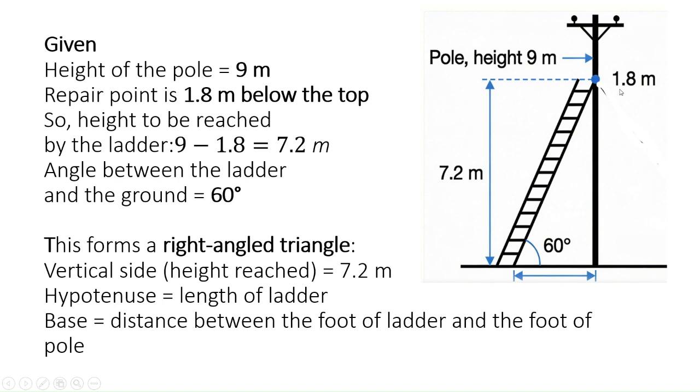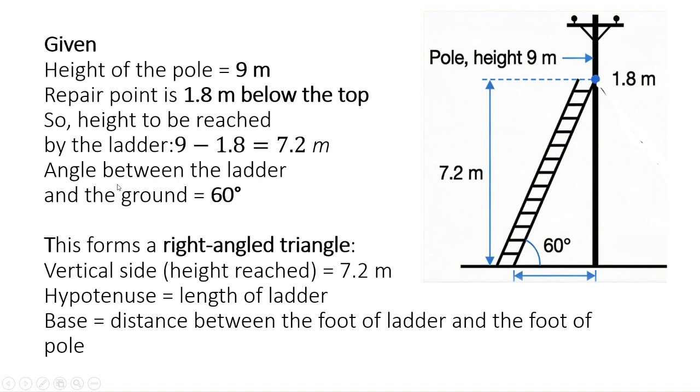9 minus 1.8, because the repair point is below 1.8 meters to the height of the pole. It is given. So height of the pole is 9 meters and repair point is 1.8 meters below the top. So the height to be reached is 9 minus 1.8, that is nothing but 7.2 meters. Okay, so we should be clear at this point, right?